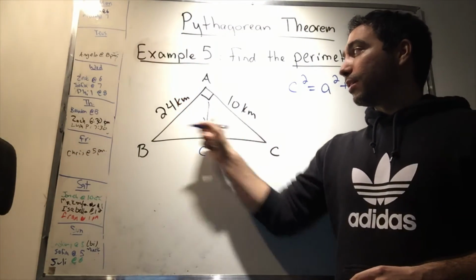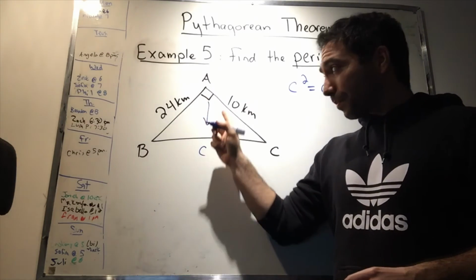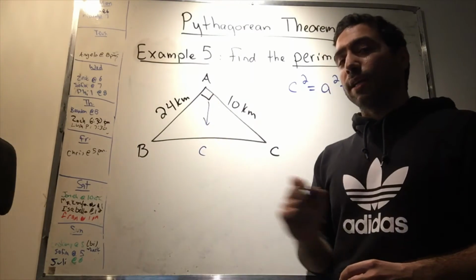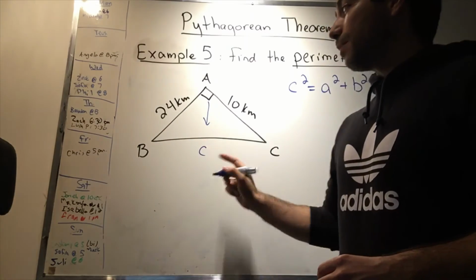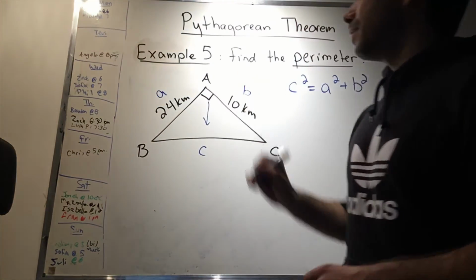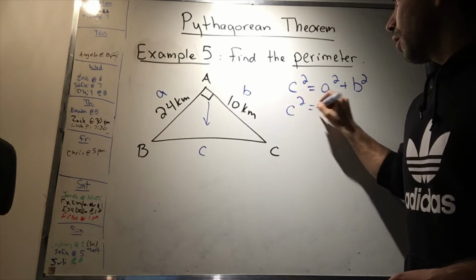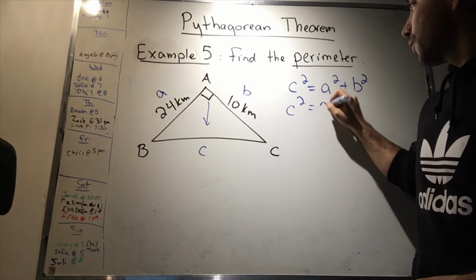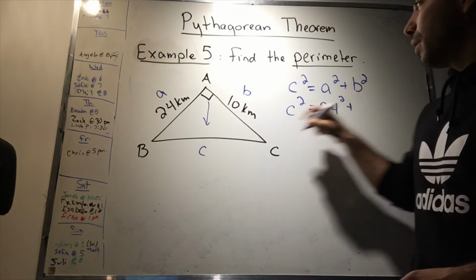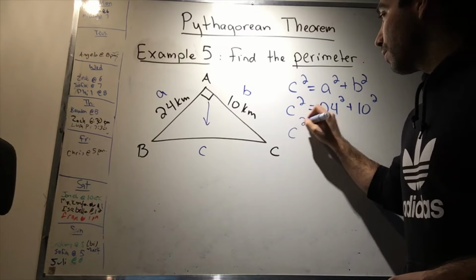These are the legs. The hypotenuse is always the longest side, which is located across the 90-degree angle. So this is the hypotenuse. We're looking for c, and that means we're given a and b. So we plug this into our formula. We replace our a with 24, so we have 24 squared, and then we replace our b with 10, so we have 10 squared. And now we solve.